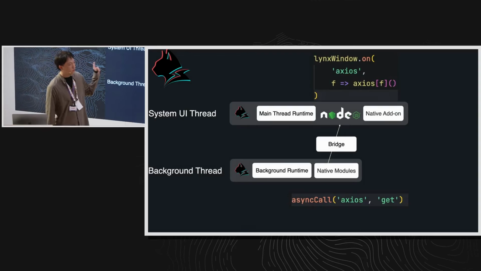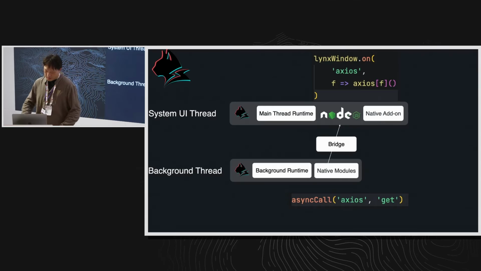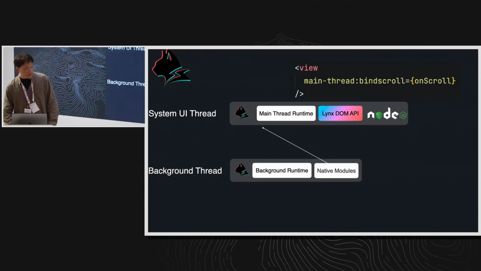And here is a code example. Axios is a very famous front-end library running on Node.js and browser, which provides network functionality. And we can have Axios imported into Node.js and expose the APIs to the Lynx runtime, and everything works. But we can get even better things with this kind of architecture.